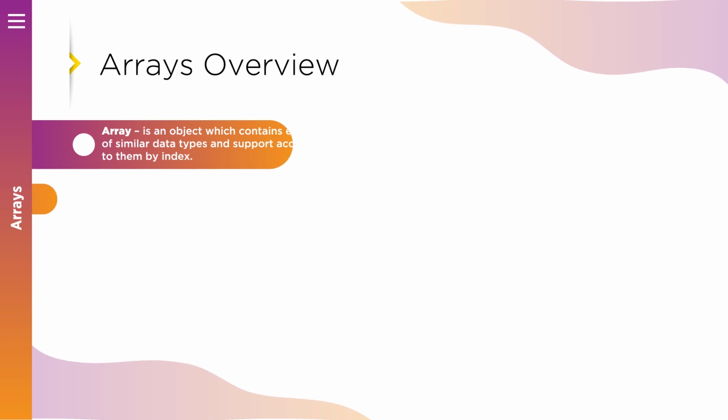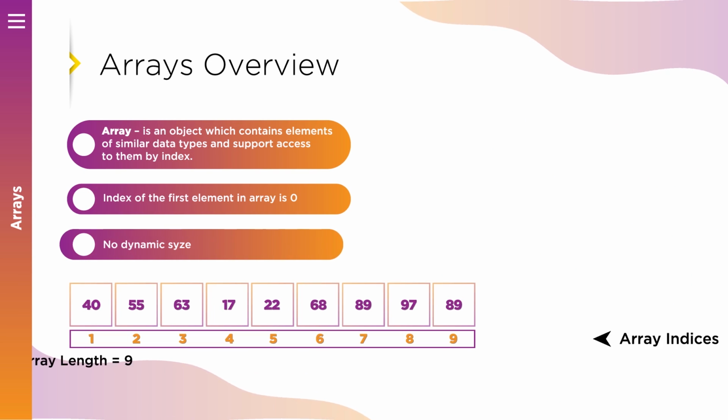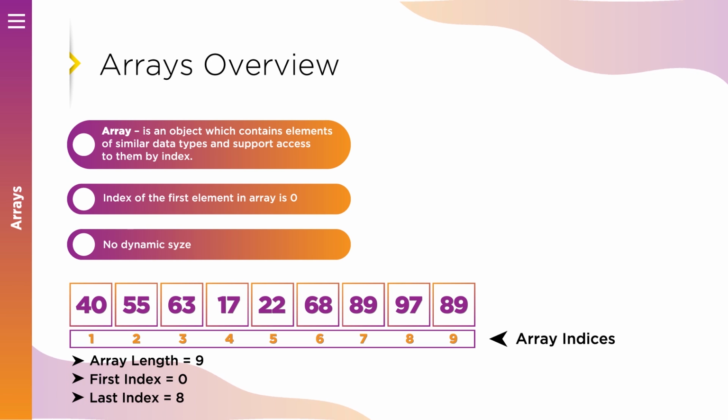So what is an array? An array is an object which contains elements of similar data types and supports access to them by index. Accessing each element in the array by its index takes a constant amount of time, and that's what we love arrays for. Just remember that indices in an array start from 0. That means if the array size is 9, the last index in this array is 8.